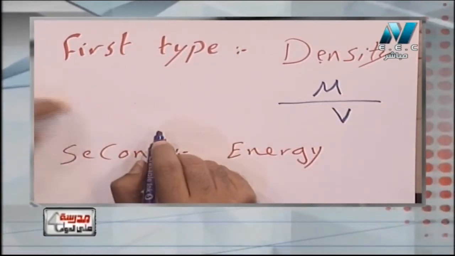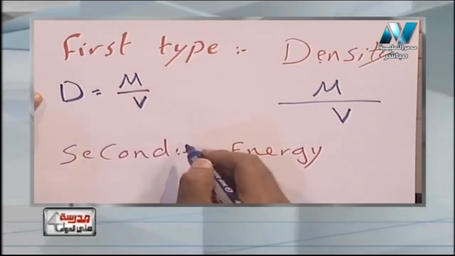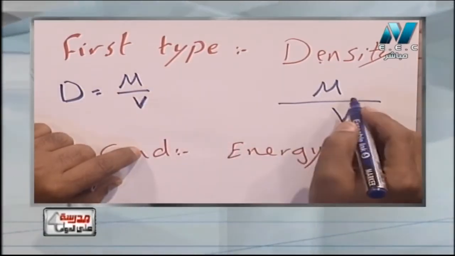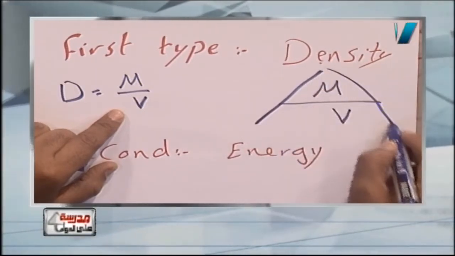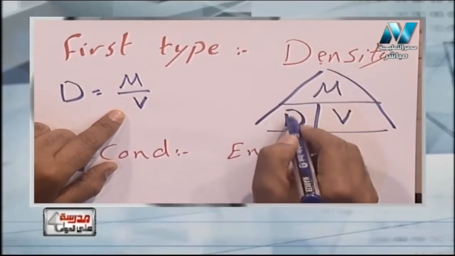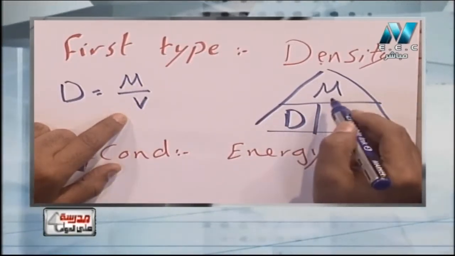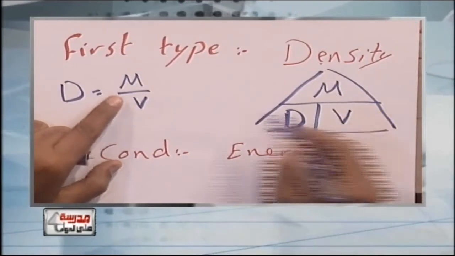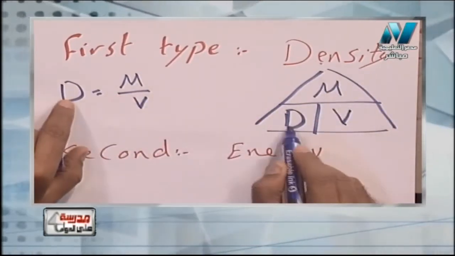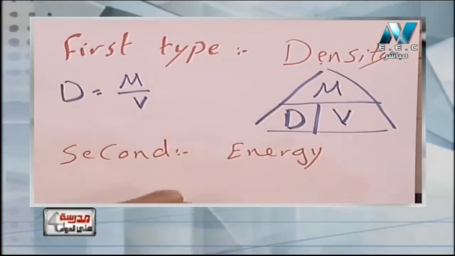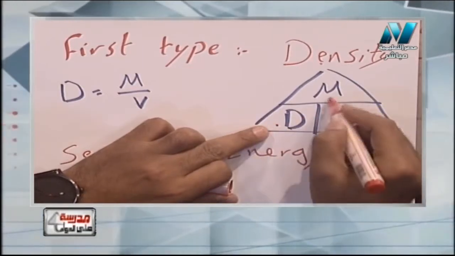Mass of unit volume of matter. And we know that density equals mass over volume. If we want to put this equation inside the magic triangle, it will be here: D for density, capital D, not small d for distance or displacement, and M and V. M is up here, V is down here, and the D here. If I want to get density, I must put mass over volume.